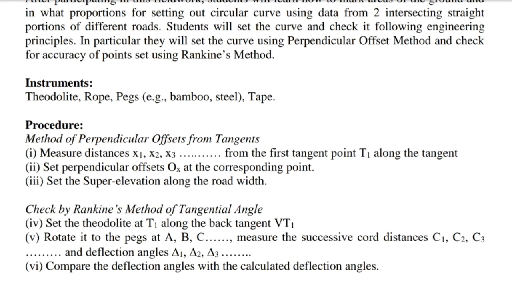4. Set the theodolite at T1 along the back tangent PT1. 5. Rotate it to the pegs at A, B, C. Measure the successive chord distances C1, C2, C3 and the deflection angles del 1, del 2, del 3. 6. Compare the deflection angles with the calculated deflection angles.